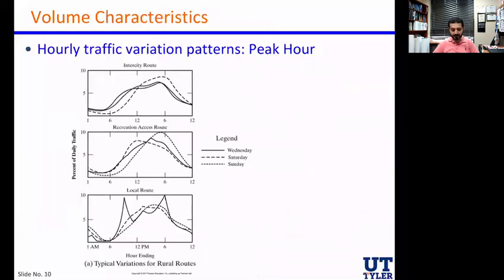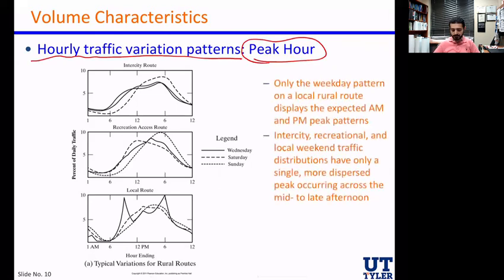Now let's talk about some more of the volume characteristics within 24-hour variation. Here we're talking about the hourly traffic variation patterns and how we can observe the peak hour, and is it observed or not? Do we observe it during all days or specific days? Do we have one peak hour during the day or two or maybe three? Let's take a look at this and try to understand what's going on.